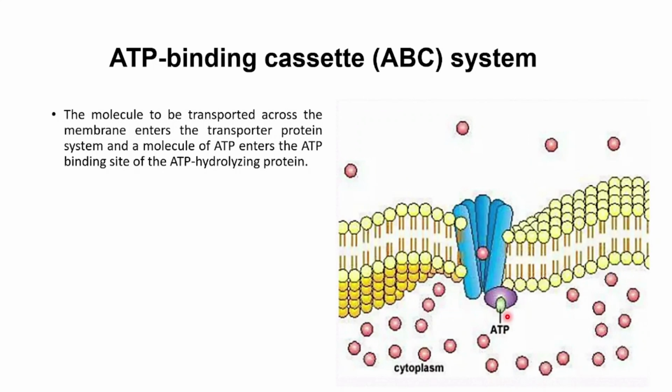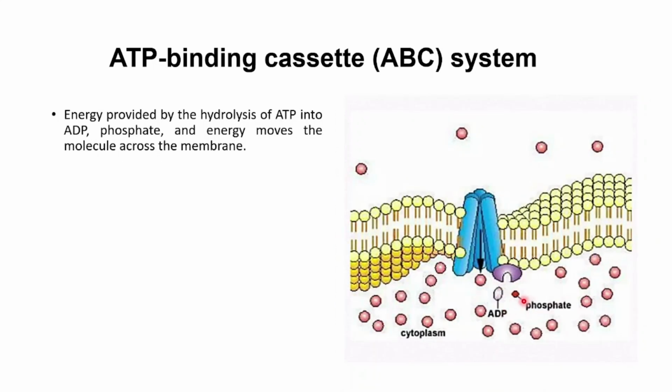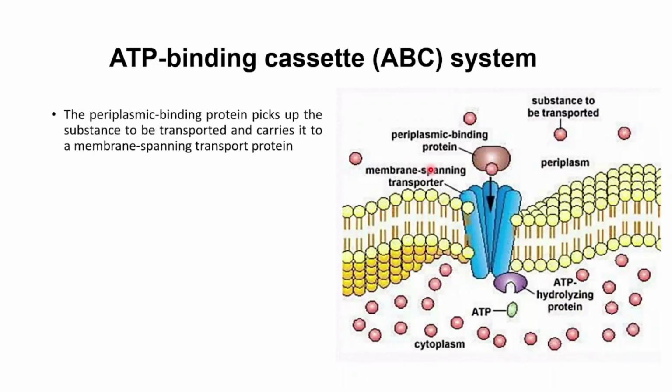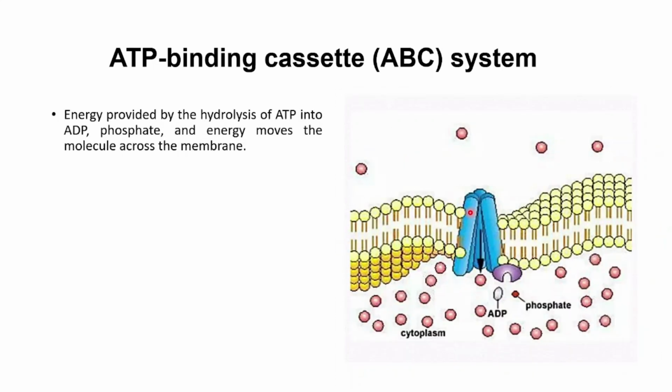Then the third step, energy is provided. The ATP binds to the ATP hydrolyzing protein and gets hydrolyzed to ADP and inorganic phosphate. So ATP was here, it got hydrolyzed to ADP and phosphate. Simultaneously, the energy provided by this hydrolysis moves this molecule from the transporter to this side across the membrane. You can see how these two processes are very simultaneous. ATP gets hydrolyzed, energy is provided, and the solute which was carried to the transporter protein by the periplasmic binding protein moves to the other side. This is the third step.